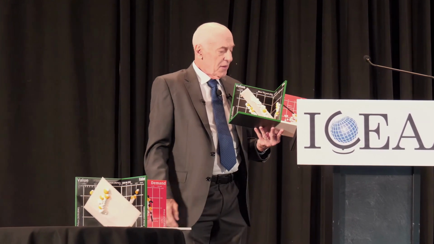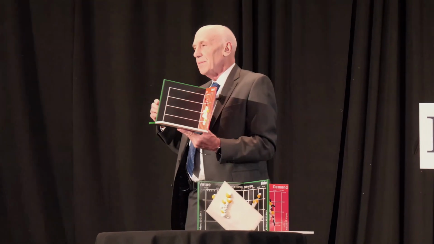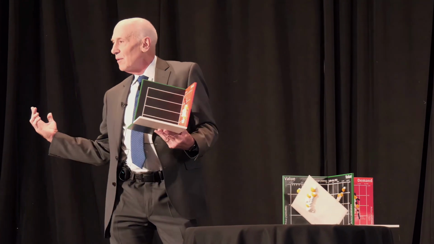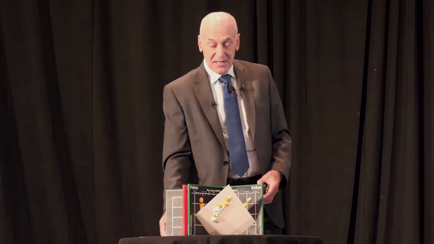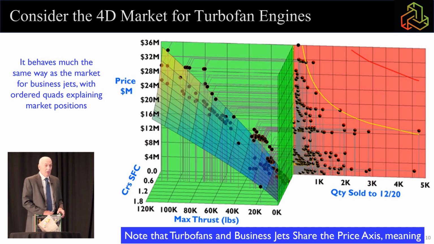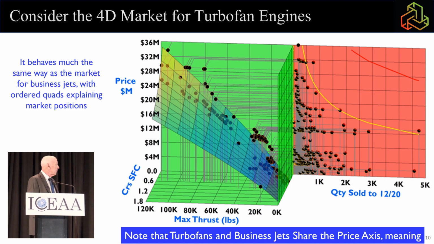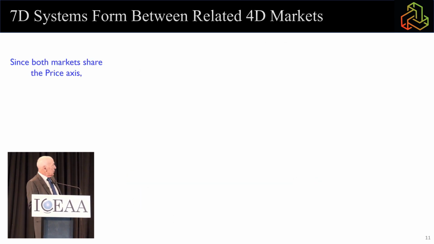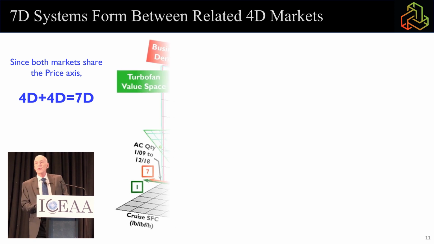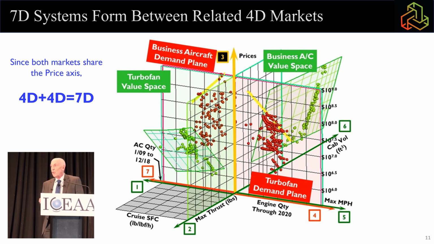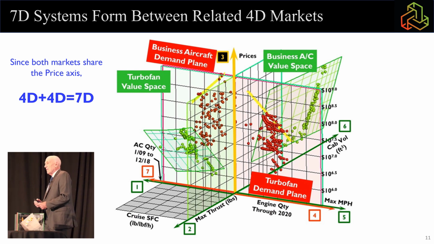And you could say, well, Doug, I'm starting to observe something here. You've got a vertical price axis here, and you've got one there too. What can we do with it? Well, I submit that we can observe that they have the same price axis, meaning that 4 plus 4 equals 7. This is a 7-dimensional model right here. So 7D models form between any two related 4D markets. 4 plus 4 equals 7.